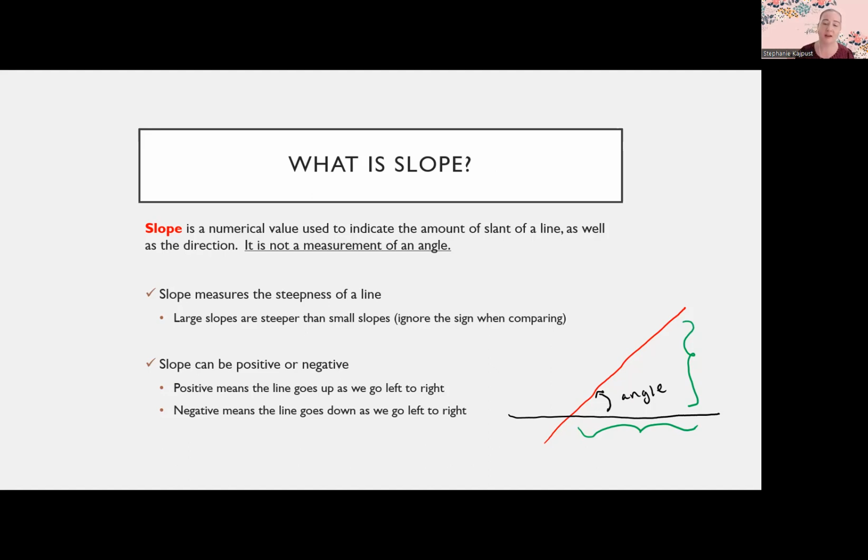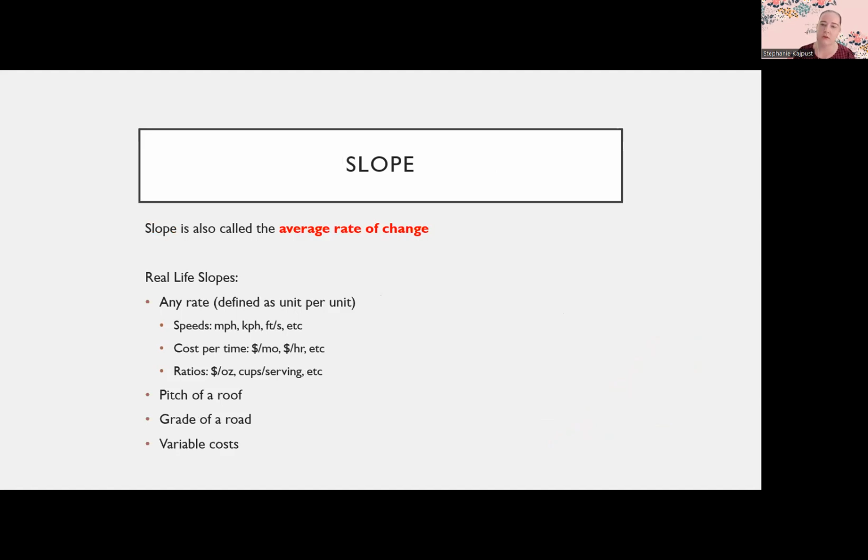when you're comparing lines and their steepness. Plus it's easier to determine, is it going up or going down. With angles, you have to know, okay, 180 is horizontal, so you have to kind of know your angles, and it's just not as intuitive. So slope is also called the average rate of change.